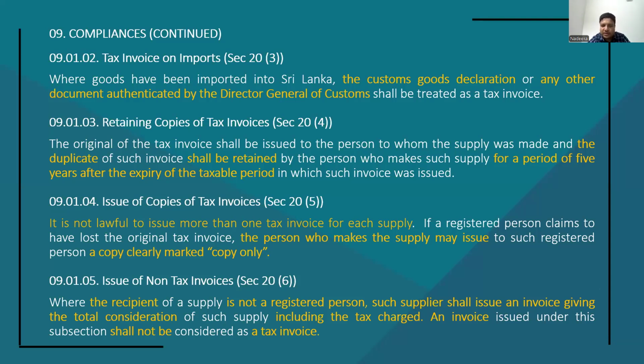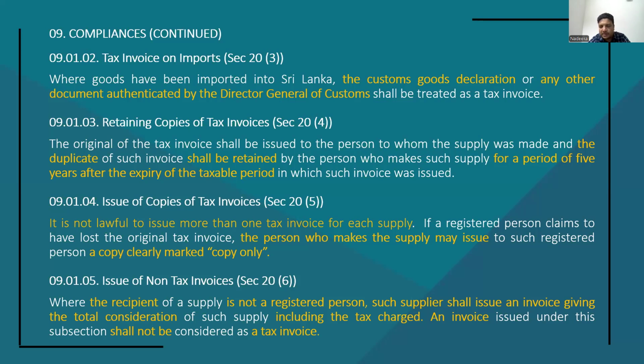Retaining copies of tax invoices. Generally, the original of the tax invoice, you should give it to the customer and you should keep a copy for 5 years after the expiry of the taxable period in which that invoice was issued. You have to keep a copy of the invoice for 5 years with you. The original of the tax invoice shall be issued to the person to whom the supply was made, and the duplicate of such invoice shall be retained by the person who makes such supply for a period of 5 years after the expiry of the taxable period in which such invoice was issued.